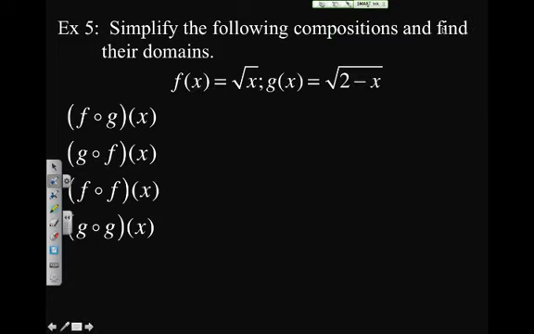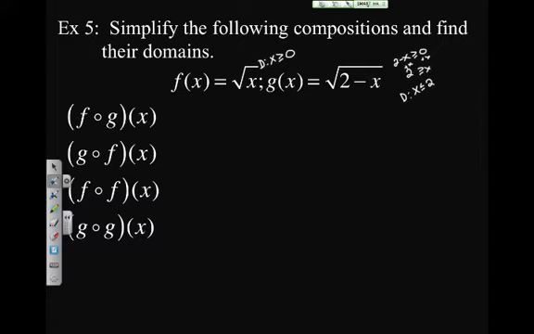All right, with this one, let's talk about the domains right away first, because we know the domain of this one is that x has to be greater than or equal to 0, because we can't take the square root of a negative. Well, the same thing happens here. 2 minus x has to be greater than or equal to 0. So when we simplify that, we add x, 2 is greater than or equal to x, which is x is less than or equal to 2. So that's our domain for that one.